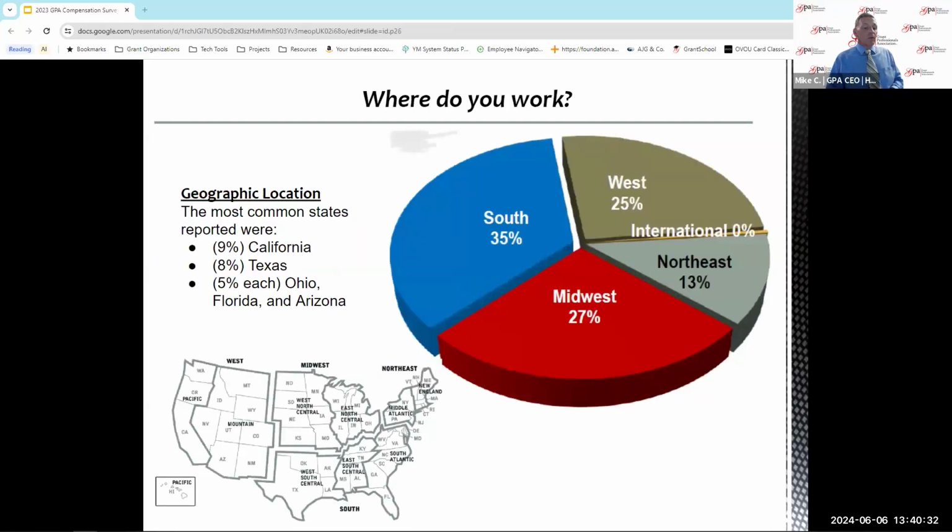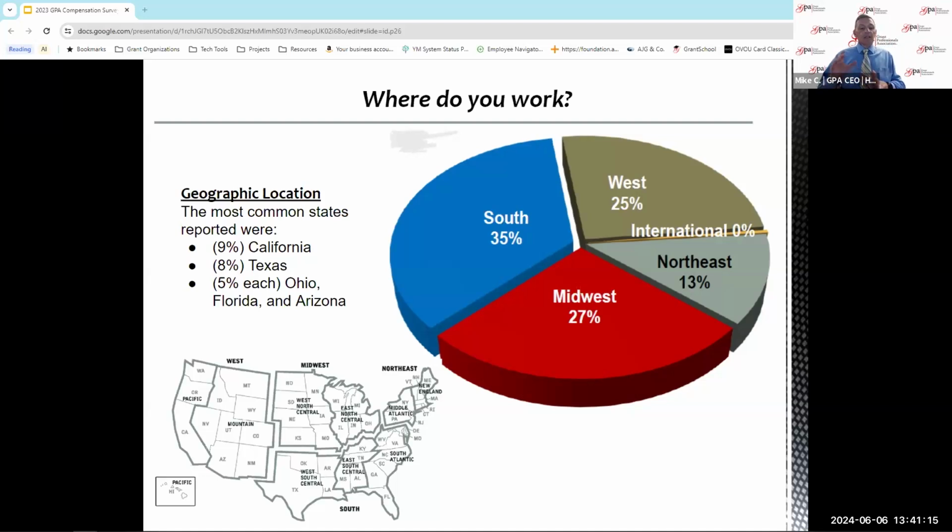So here is that information I shared about geographic location. We do use the census regions to break things out. And so the most common states reporting were California, Texas, Ohio, Florida, and Arizona. As far as the breakdown in terms of the census regions, 35% were from the South, 27% in the Midwest, 25% in the West, and 13% reporting from the Northeast. This continues a slight shift to the West, but it reverses a shift to the South, while participation in the Midwest group increased a little bit this year.